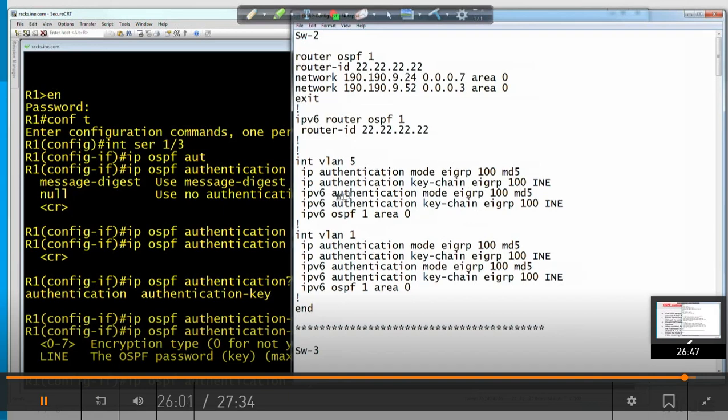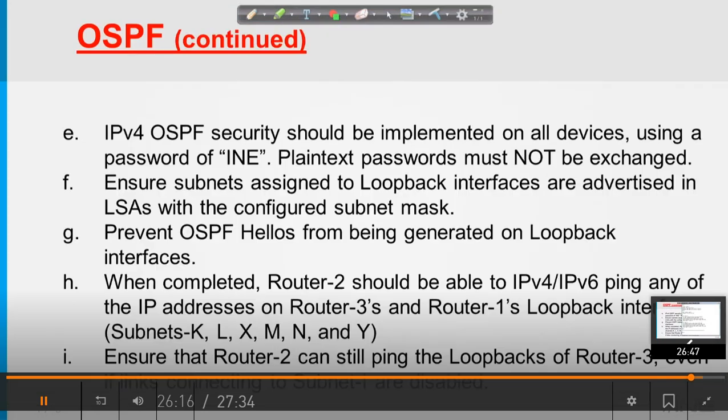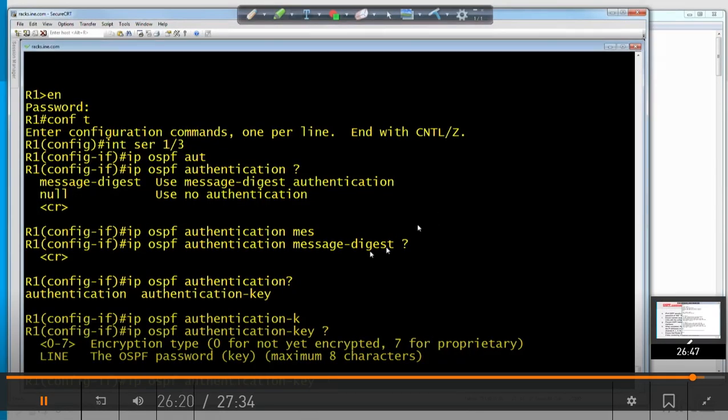So start up here, IP OSPF authentication message-digest. And we are told to use a password of INE all uppercase, okay? And that is the IP OSPF authentication-key, and then the password.